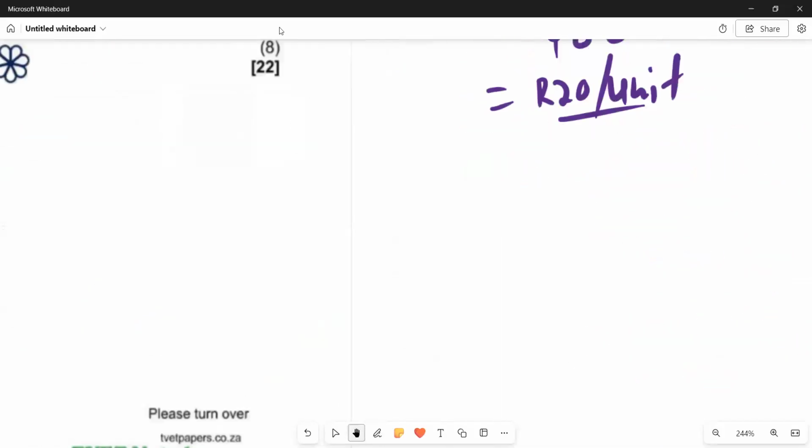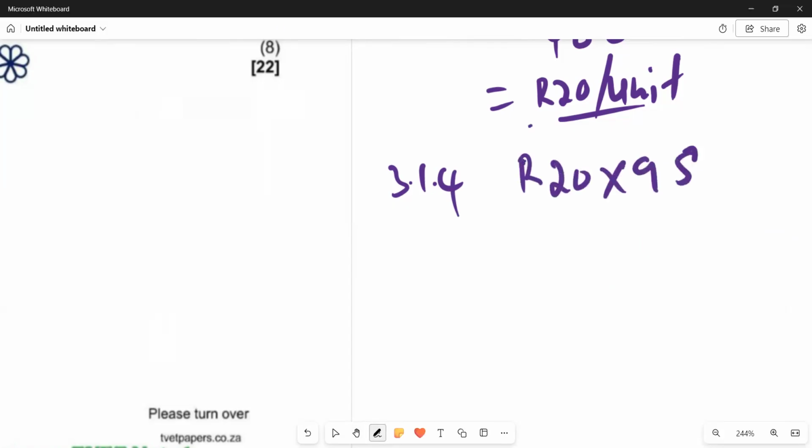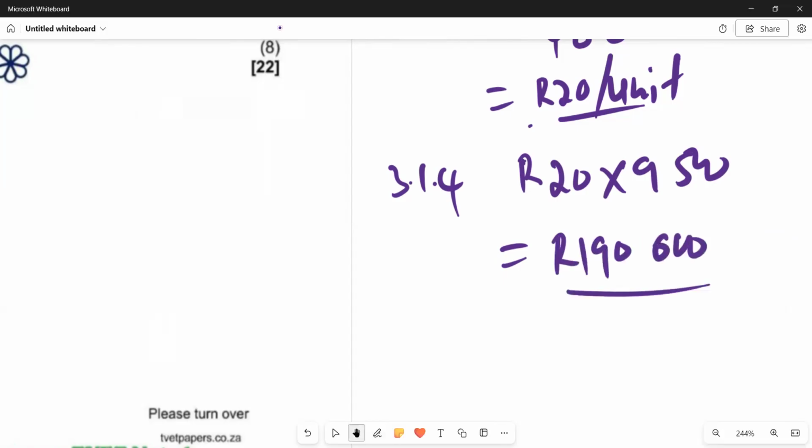So for 3.1.4, we are saying 20 rand per unit, which is this one, then we multiply by 9,500, which gives us 190,000. So this is what we have in terms of 3.1.4. Then we go to the next one.